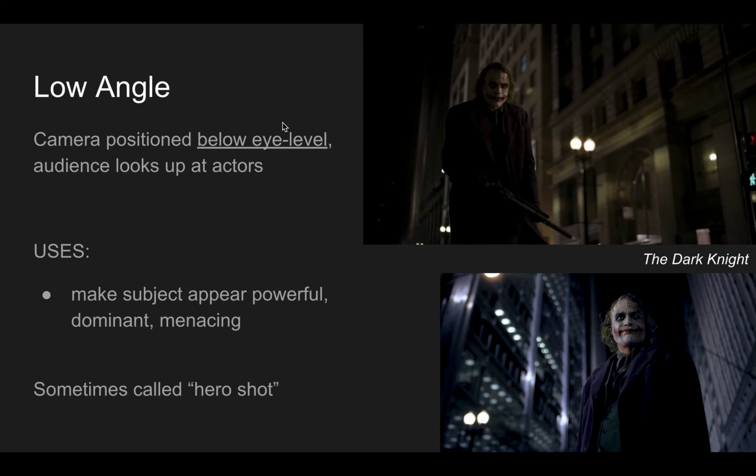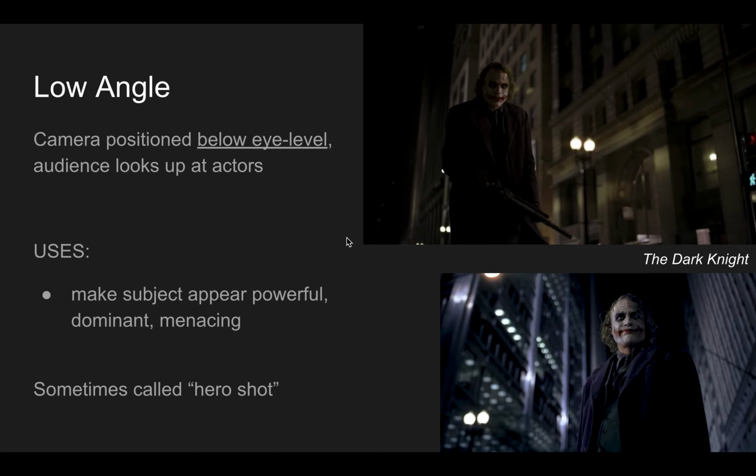So a low angle shot is when the camera is positioned vertically below eye level and then tilted up, looking up at the actors. Now here's why this is important. This can have a number of uses, but oftentimes it is used to make the characters appear more powerful, or to evoke maybe the power that they've gained in that scene. It could make them appear more dominant or more menacing.